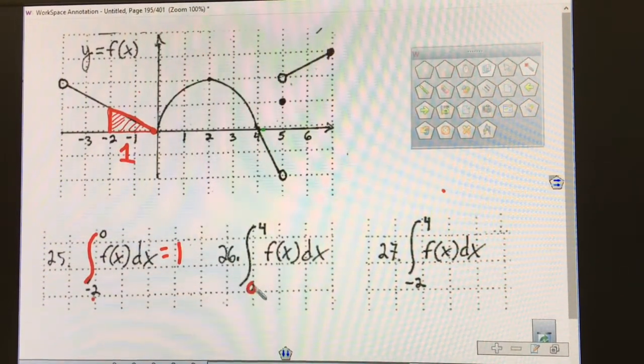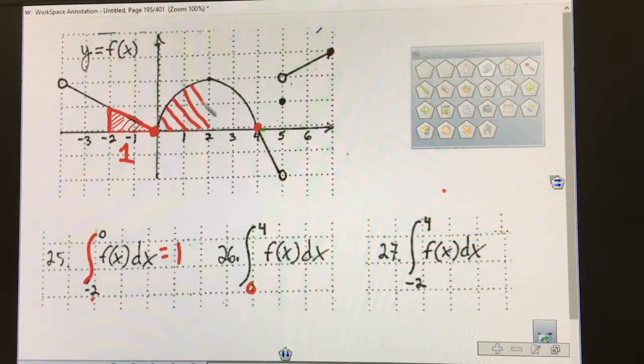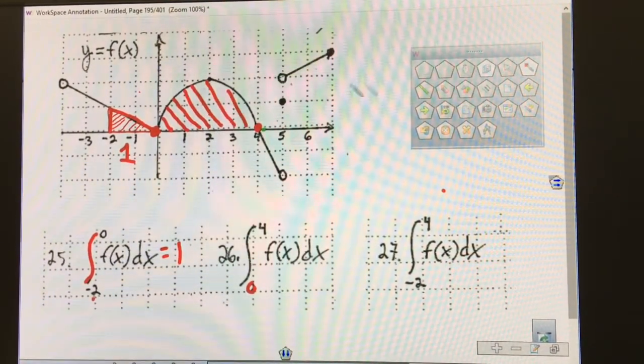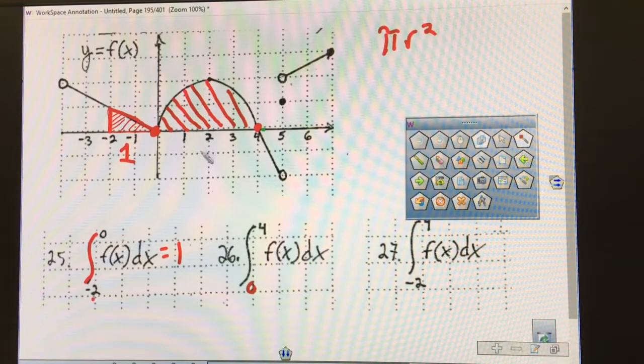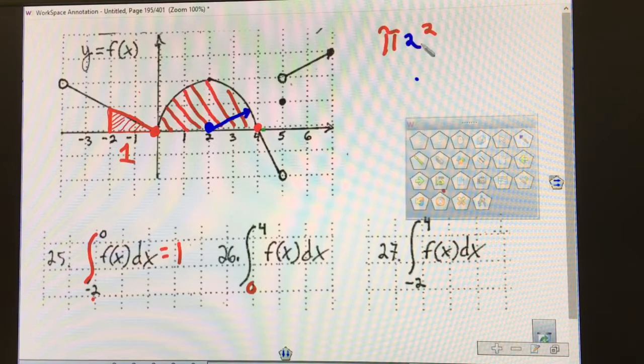Now I want to find the area from 0 to 4. So that area is going to be the semicircle. So I need to find the area of that half circle underneath the curve. And the formula for area of a circle, if we recall, is pi r squared. And notice this radius is going to be exactly 2. So I'm going to place a 2 in for the r. 2 squared is going to give me 4.